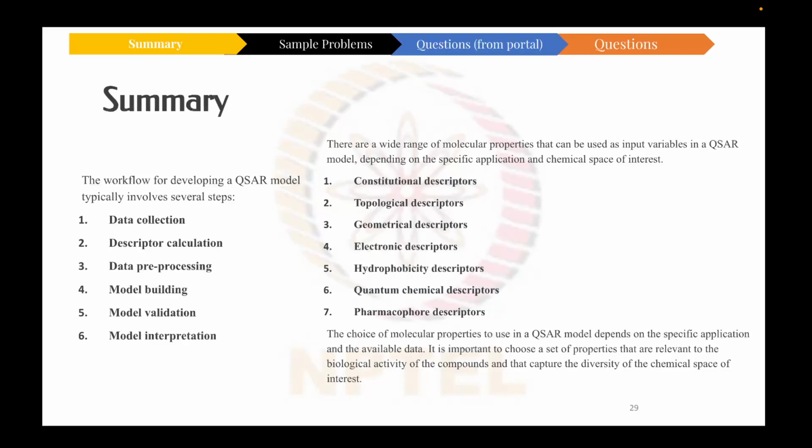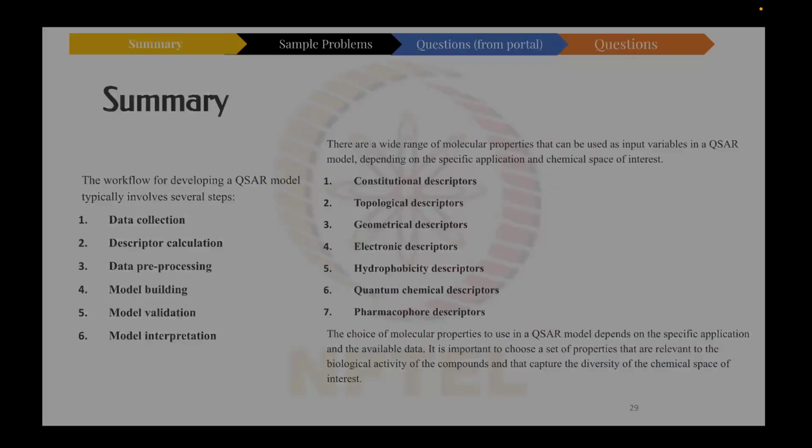We have electronic descriptors which reflect the electronic structure of a molecule. Hydrophobicity descriptors that reflect the hydrophobic or hydrophilic nature of the molecules. So the choice of molecular properties to be used in a QSAR model depends upon the specific application and availability of data. It is important to choose a set of properties that are relevant to biological activity of compounds and that can capture the diversity of chemical space of interest.